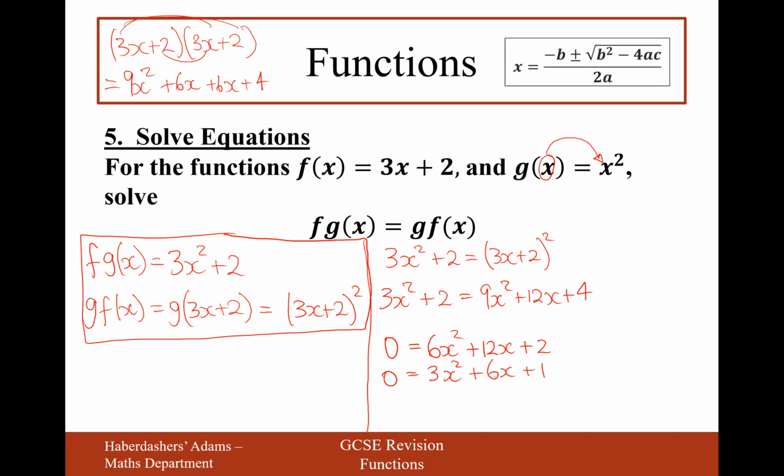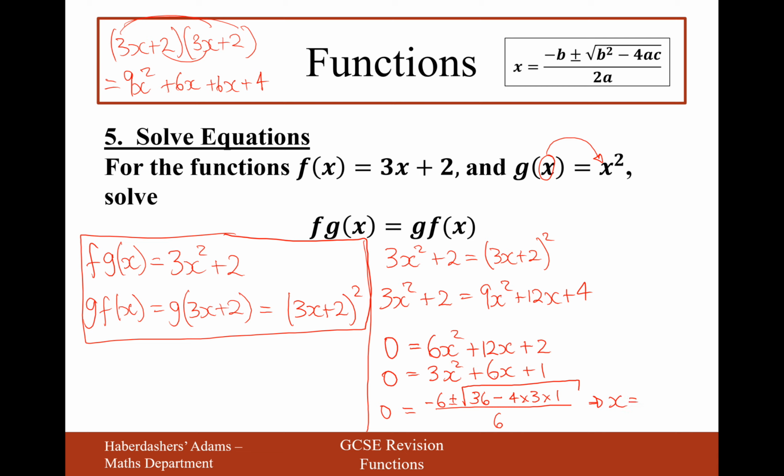And now I'm going to need that quadratic formula. So it's going to be x equals minus b, that would be minus 6, plus or minus the square root of b squared, that would be 36, minus 4 times 3 times 1, over 2a, so that's going to be over 6.